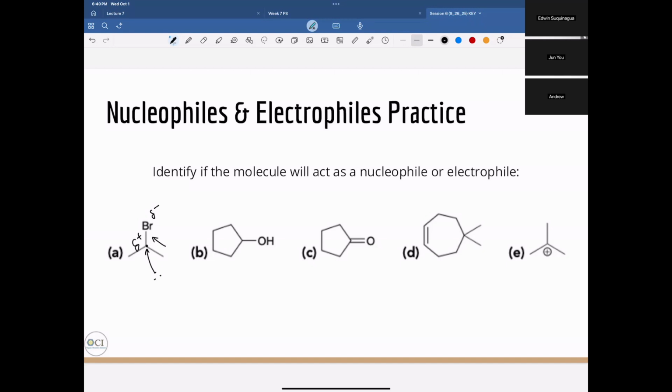For this instance, we see that this oxygen is a nucleophile. For this case, oxygen has electrons around the oxygen atom that can participate in nucleophilic attack, which is why it's a nucleophile.